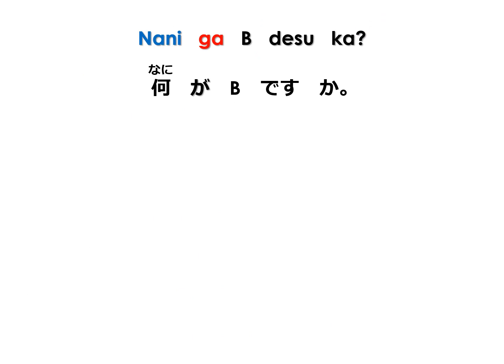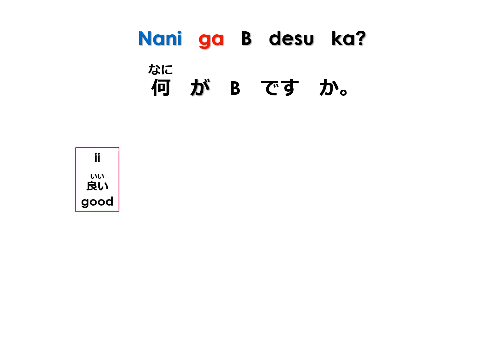The first interrogative is nani. Nani meaning what. And the sentence pattern is Nani ga B desu ka? Meaning, what is it that's B? Now please feel free to repeat after me.